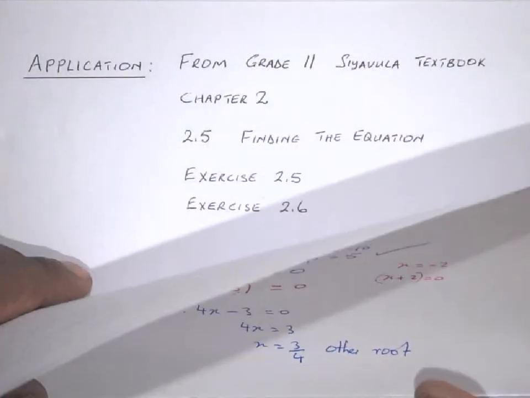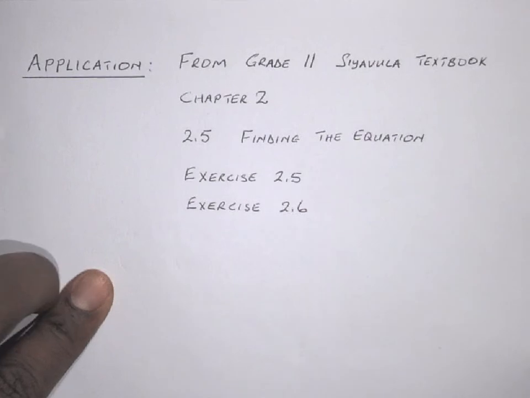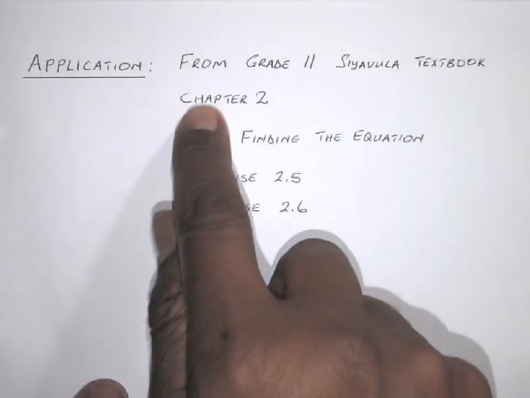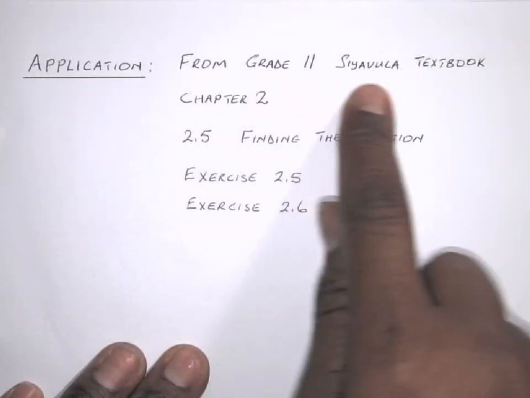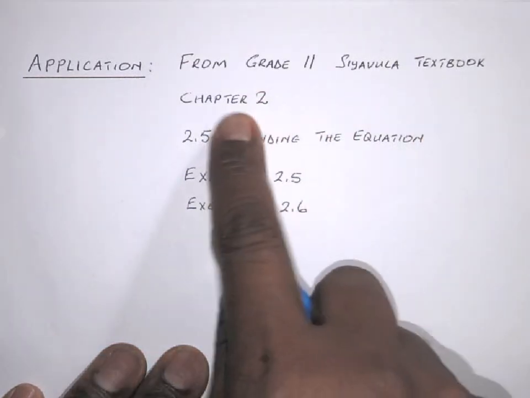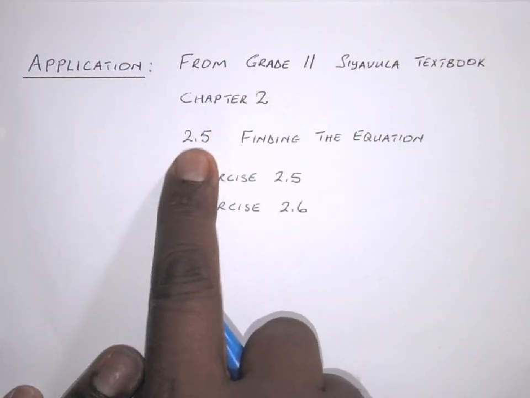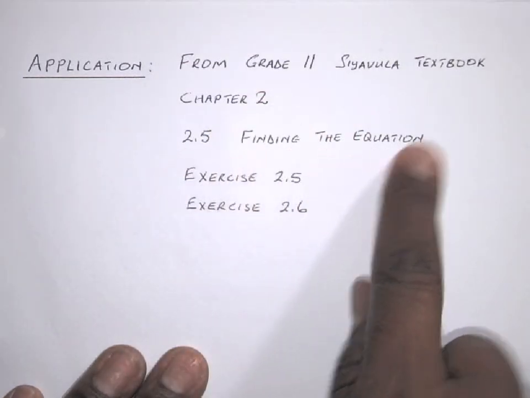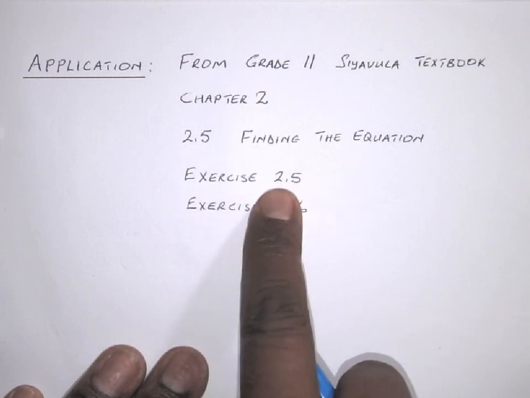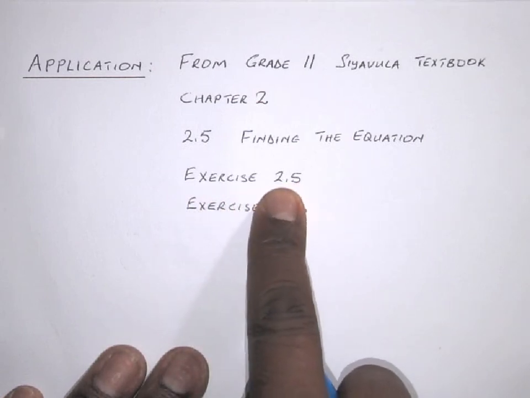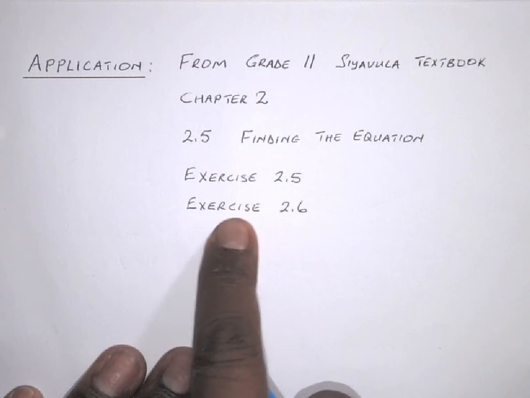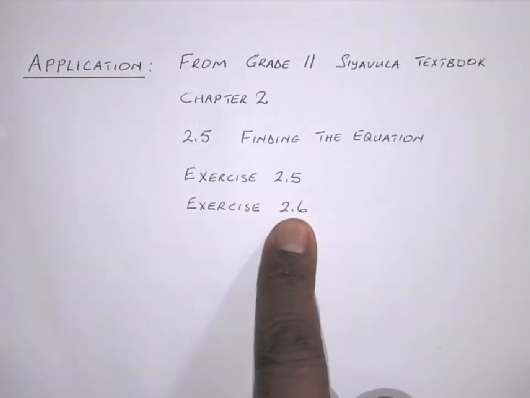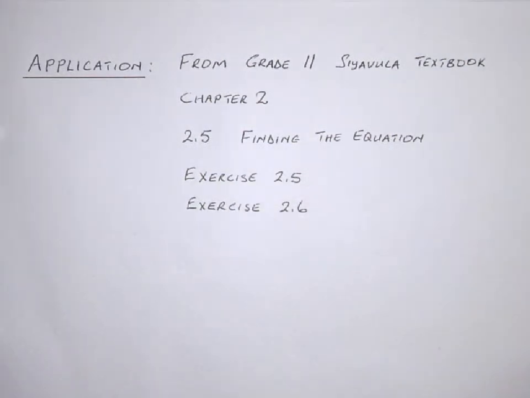Now, for your own practice, can you try from your grade 11 Siyavula textbook, chapter 2, exercise 2.5. It says finding the equation. This is based exactly on what you've been doing. But exercise 2.6 is the previous way of solving equations when you are given a quadratic equation. Okay, good luck, grade 11s.